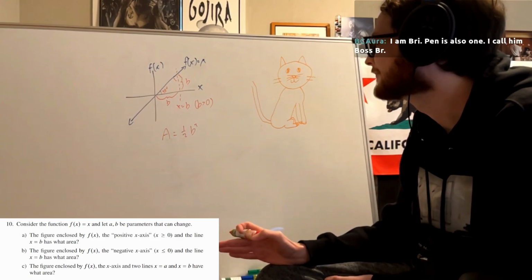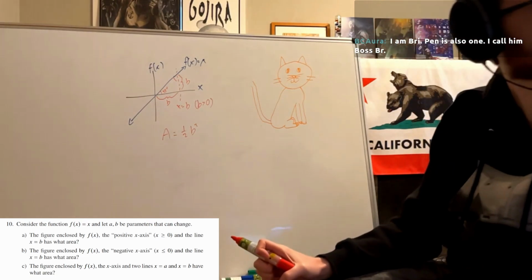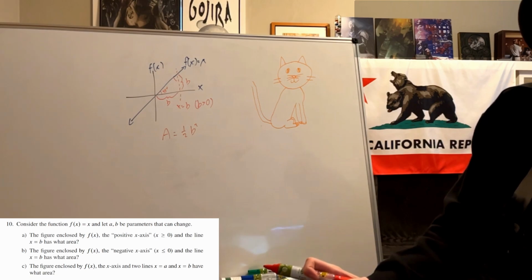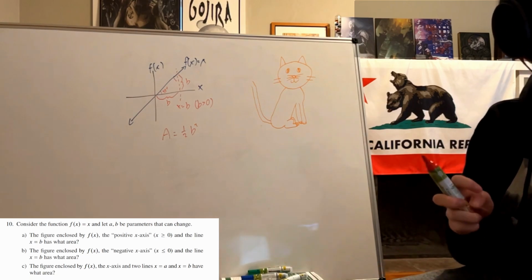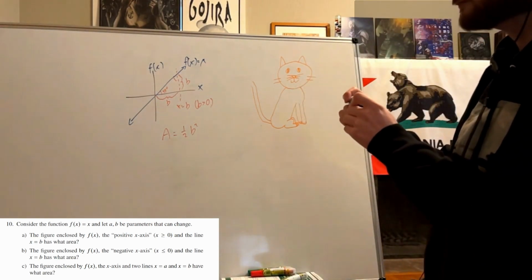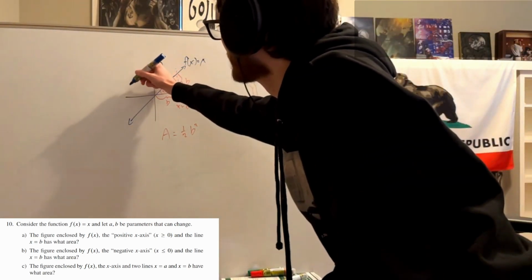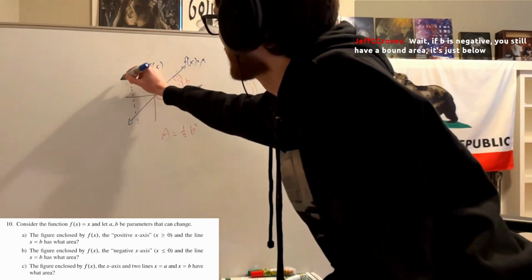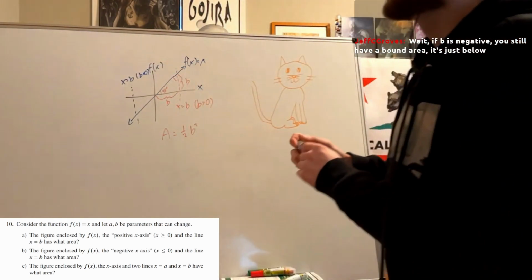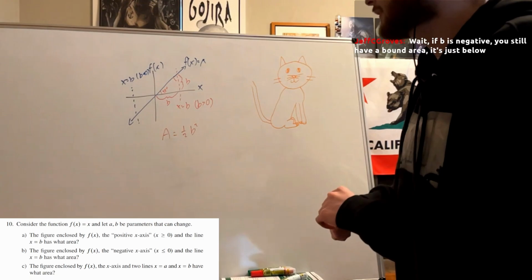It's no worries though. Okay, so 1/2 b squared seems reasonable to me. Just doing it geometrically, not with calculus. Although with calculus you get the same thing. So if we now examine the negative x-axis, and x equals b for b less than 0, it's the exact same thing.